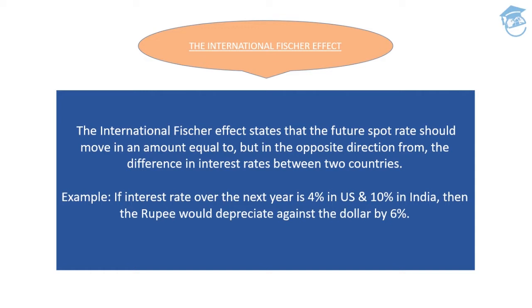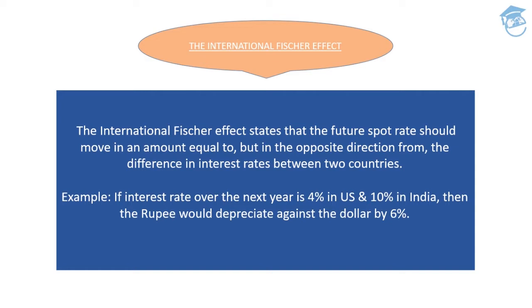It's a theory which states that the future spot rate should move by an amount equal to, but in the opposite direction of, the difference in the interest rates between two countries. So what do we understand with this international Fischer effect? Let's understand it in a deeper way. I'll make you understand the same with an example.